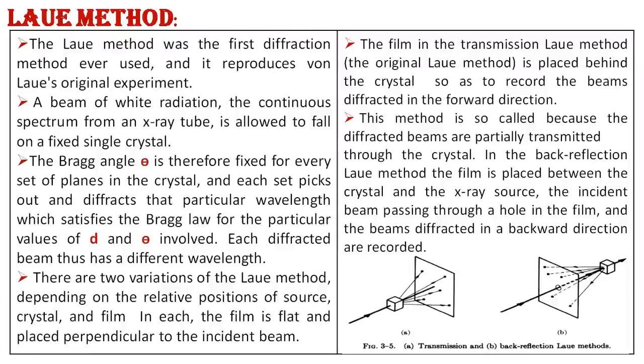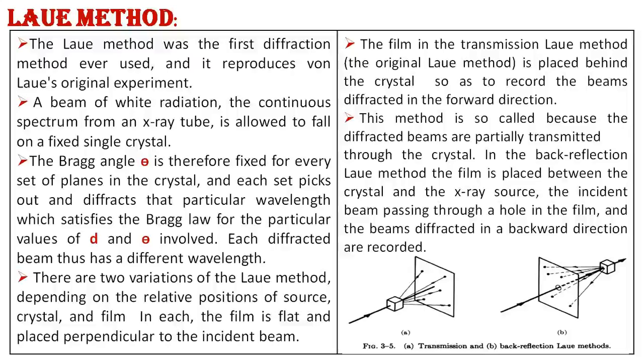Now starting with the first method, the Laue method. The Laue method was the first diffraction method ever used, and it reproduces von Laue's original experiment. A beam of white radiation, the continuous spectrum from an X-ray tube, is allowed to fall on a fixed single crystal. The Bragg angle θ is therefore fixed for every set of planes in the crystal, and each set picks out and diffracts the particular wavelength which satisfies the Bragg law for the particular values of d and θ involved. Each diffracted beam thus has a different wavelength.